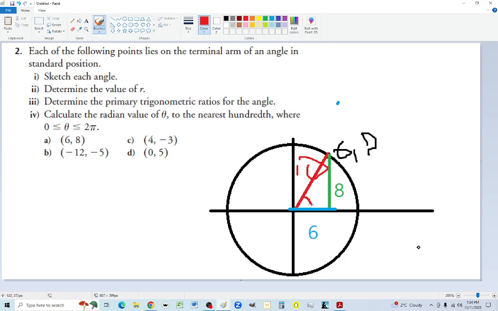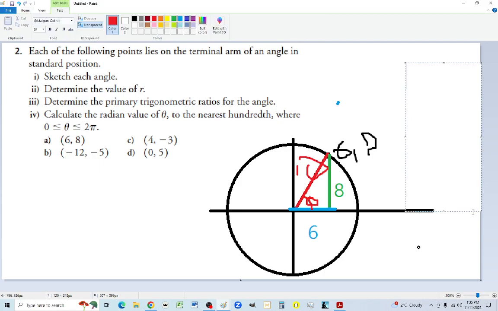Now they're calling this the angle, so we'll call that the angle theta. And we now know the opposite of the angle theta is 8. The adjacent is 6. And the hypotenuse is 10.